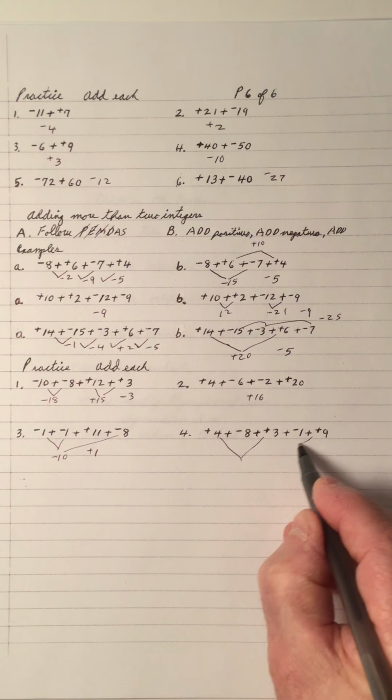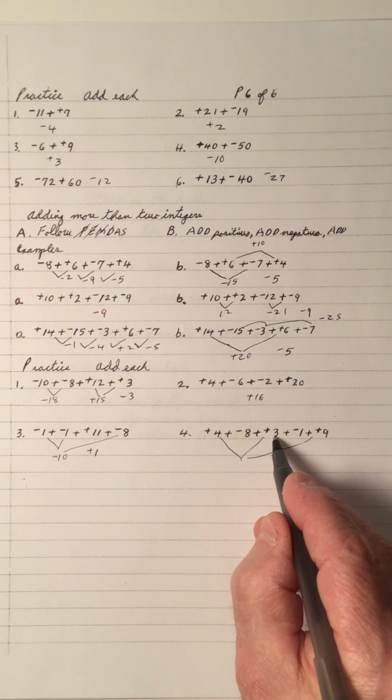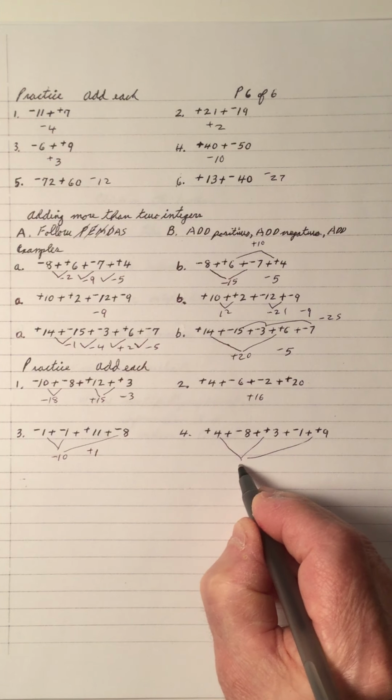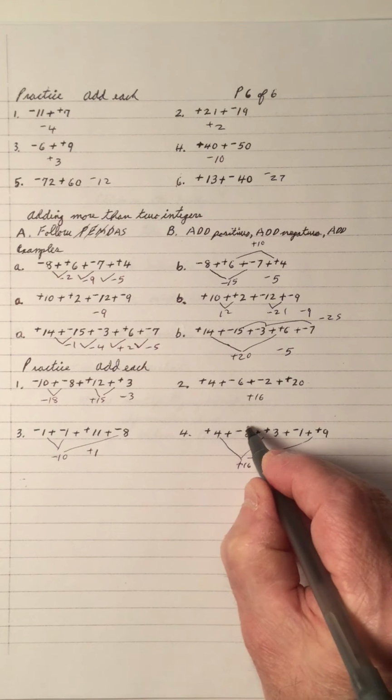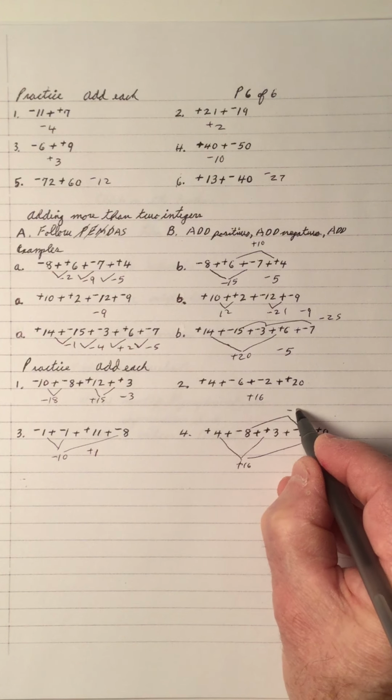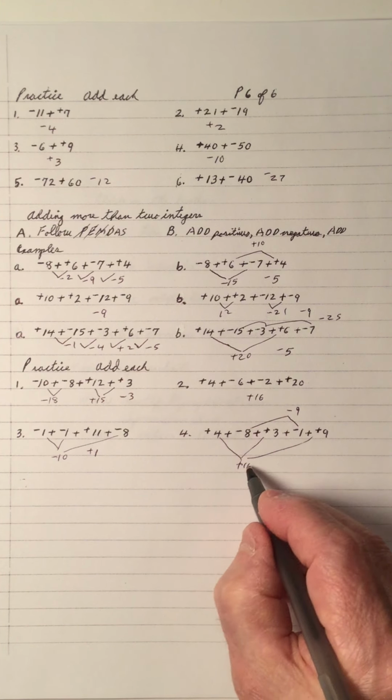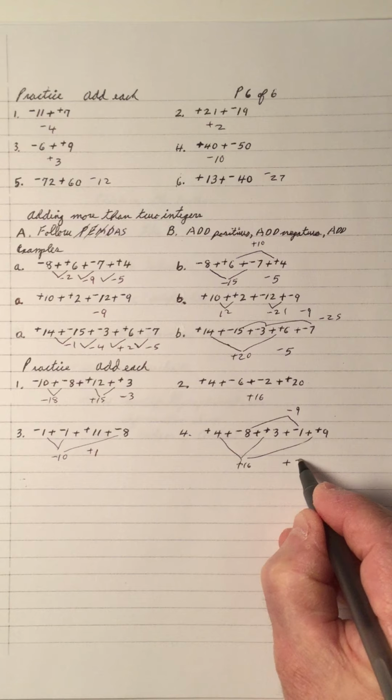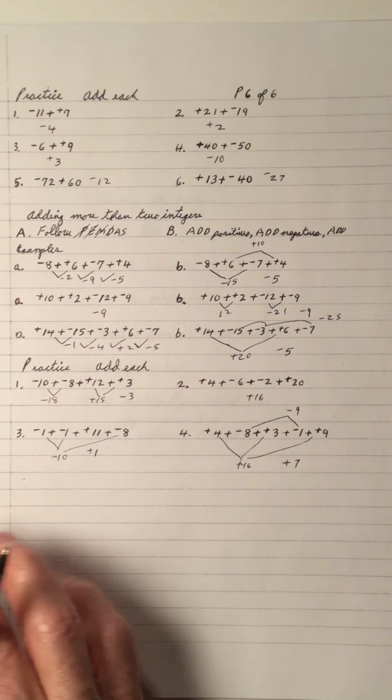Plus, plus, plus. That's 7. 9 is 16. 8 and 1 is negative 9. Negative 9 and 16 is a positive 7. So it's your choice which way you want to go.